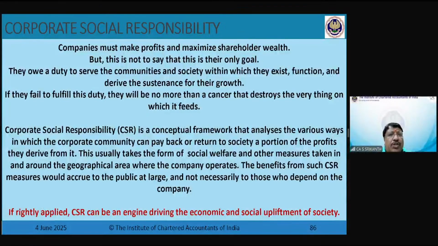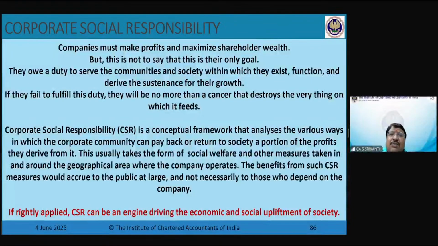Though a company's duty is to make profits and maximize shareholder wealth, it has a duty to serve the community and society within which it exists, functions, and derives the sustenance for its growth. If it fails to fulfill this duty, it will be no more than a cancer that destroys the very thing on which it feeds. So somewhere there is a need to understand that though we make money from society, a little bit of it we have to give back in the form of some support.